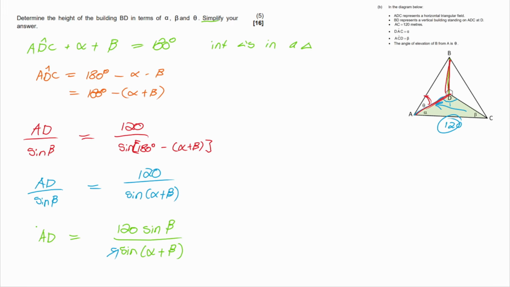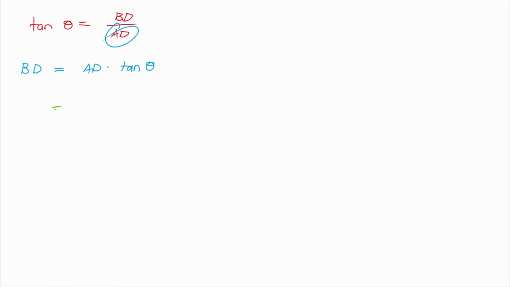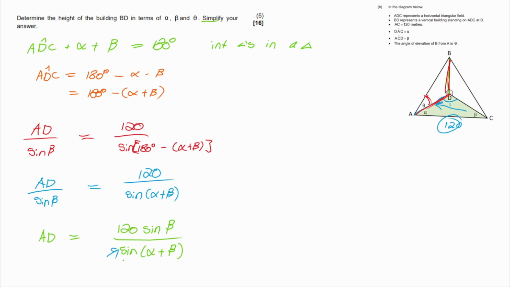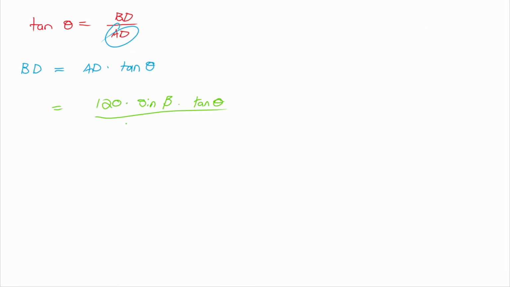Okay, because AD is this whole thing over here. So that is going to be 120 sine beta times tan theta, all over sine of alpha plus beta. All right, so I have this for BD, but interesting enough, this isn't enough for the memo.